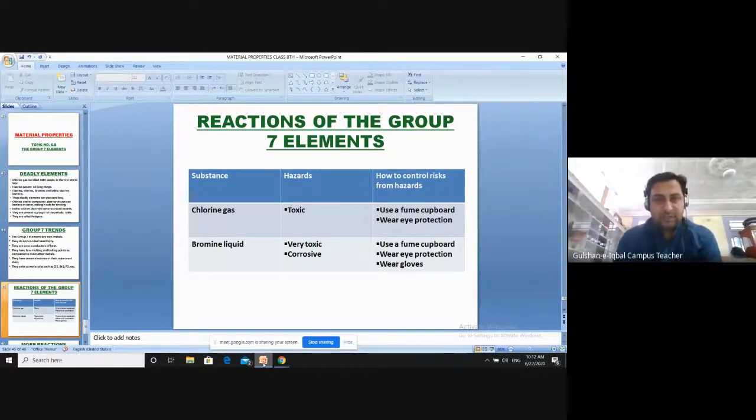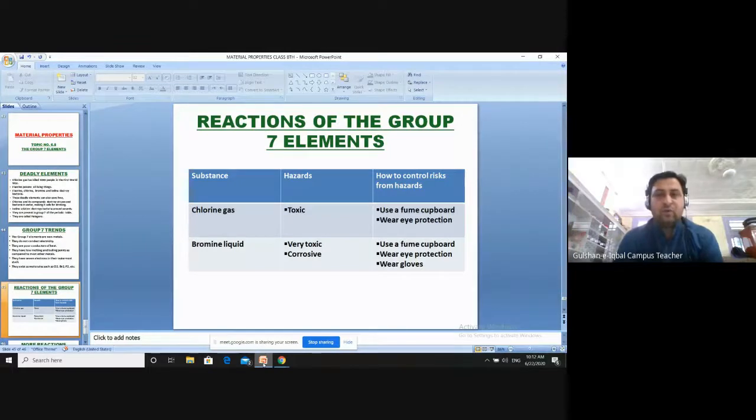So we were discussing the reactions of the group 7 elements, what kind of reactions they do. First we were discussing chlorine gas. Chlorine gas is a toxic, poisonous gas. If you inhale it in larger quantity, it can be very dangerous for you. It is also an irritant for the eyes.